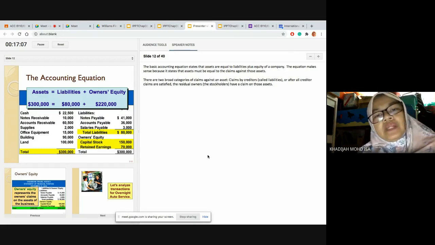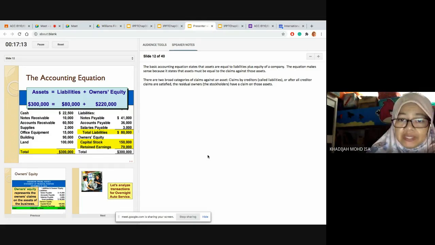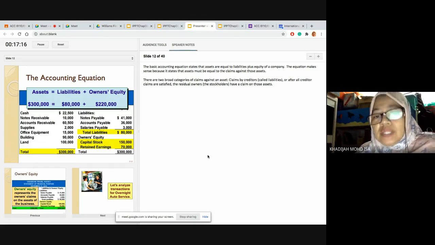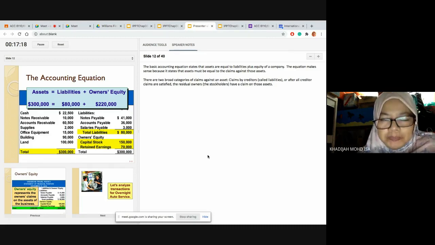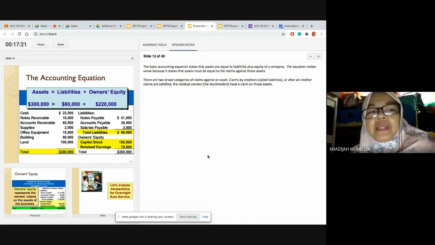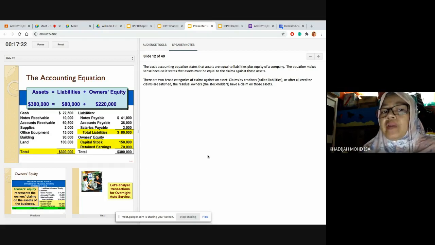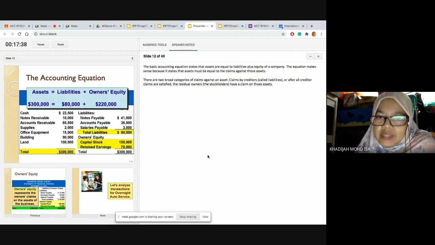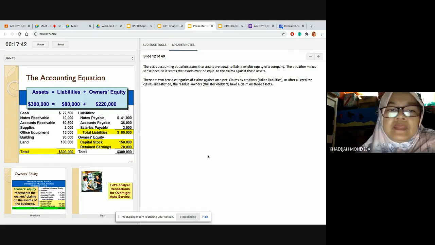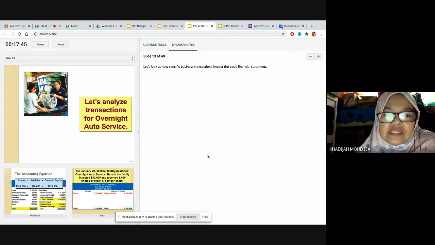So what happens if the company suddenly goes into liquidation, goes bankrupt, for example? If the company goes into liquidation, it means they are closing their shop. Assuming the company has an asset of 300,000, creditors will be given the priority to claim 80,000 from the asset, and the balance will be claimed by the owner's equity. Okay, let's look into the transaction. Before we go into this, any question?